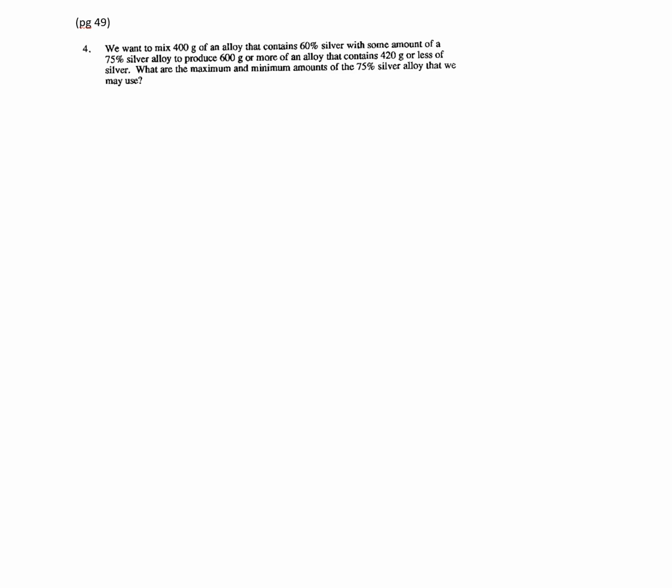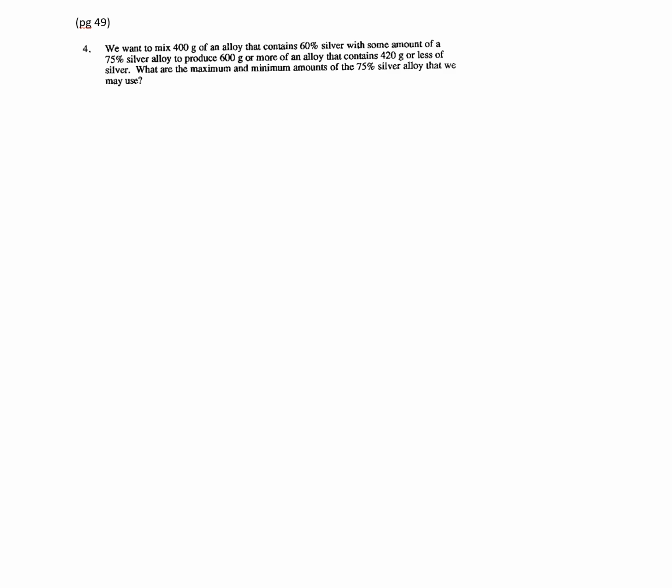Question 4 on page 49 is a word problem, and it's saying that we want to mix 400 grams of an alloy that contains 60% silver with some amount of an alloy that contains 75% silver to produce 600 grams or more of an alloy that contains 420 grams or less of silver. And then we want to know what the maximum and minimum amounts of the 75% silver alloy that we can use.